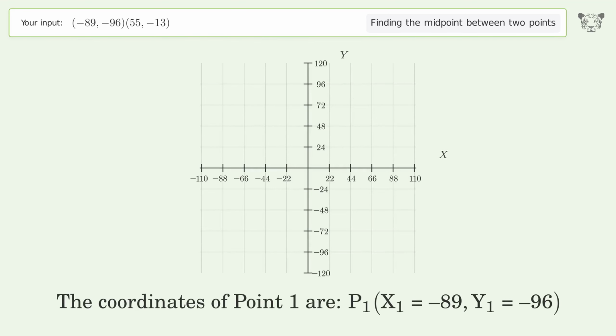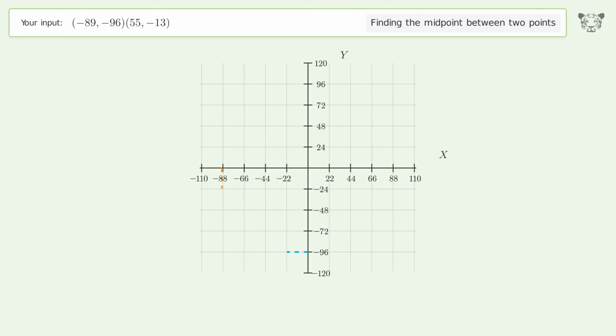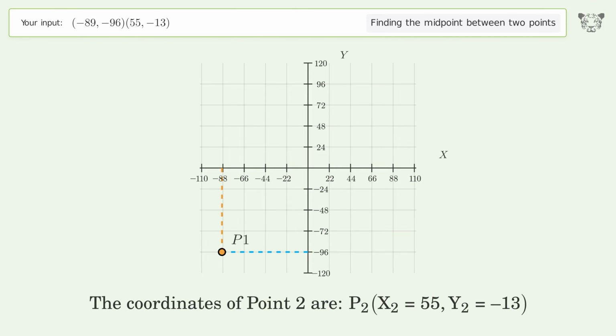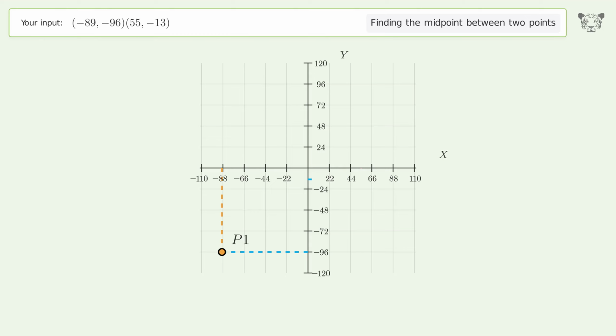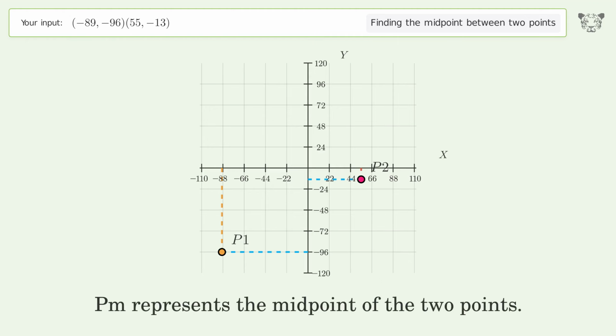The coordinates of point 1 are, x1 equals -89, y1 equals -96. The coordinates of point 2 are, x2 equals 55, y2 equals -13. PM represents the midpoint of the 2 points.